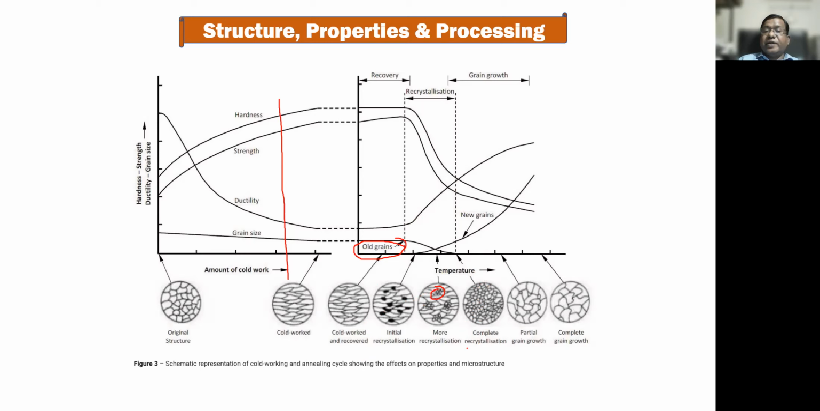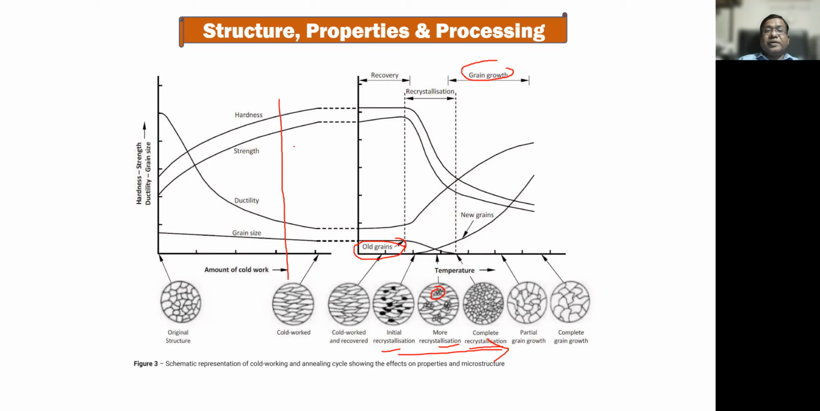So the complete recrystallization is, so here initial recrystallization, some more recrystallization, recrystallization is increasing here, and the partial grain growth means after that, if we still increase the temperature, then there will be grain growth. And then grain growth will have good ductility, and grain size is more and hardness is low.